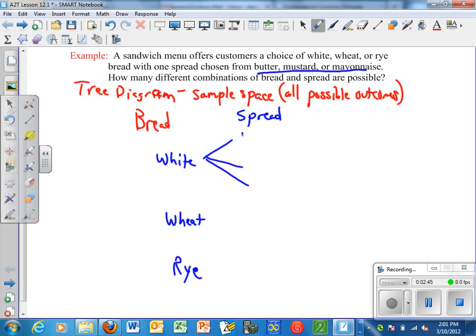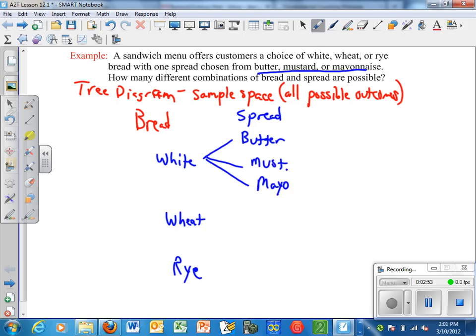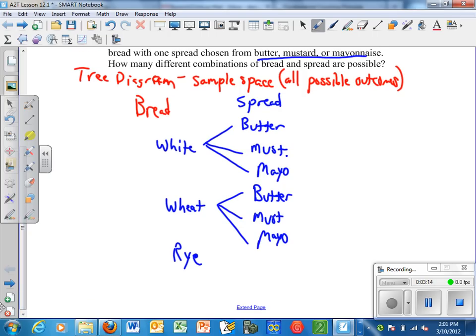And we're going to have butter, mustard, and mayo. And then off of wheat, if wheat bread was chosen, we will also have those same three. So butter, mustard, and mayo. And likewise, if we choose rye, we will have those same three coming off there as well. Butter, mustard, and mayo.